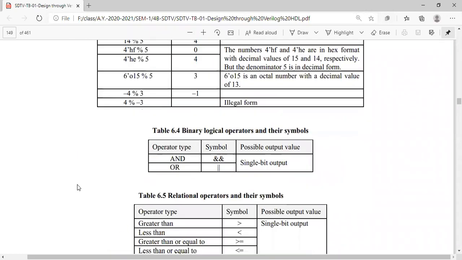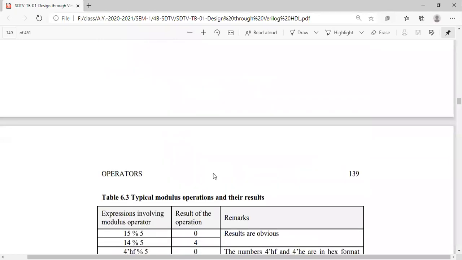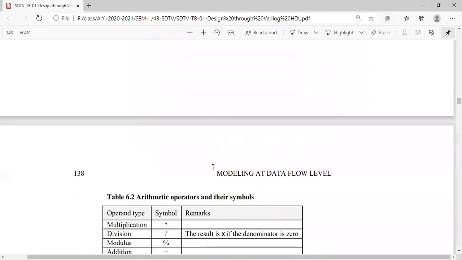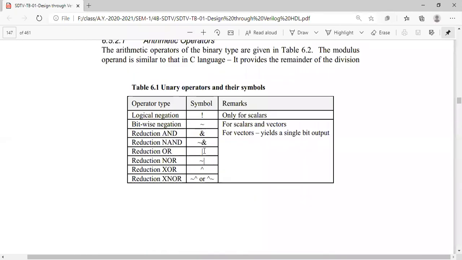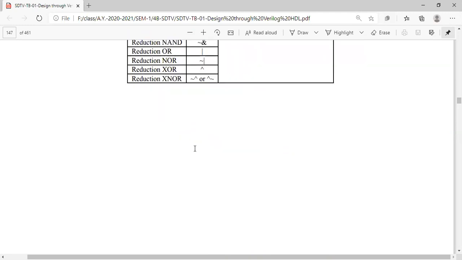So this is the table for the logical operators. This is the logical AND. If you use a single symbol, it is different. This is the logical operator if you use the symbol twice, the same symbols we used in the basic operations. With a single symbol, it is a unary operator, that is reduction AND. This is reduction NAND, which is nothing but AND with a not.